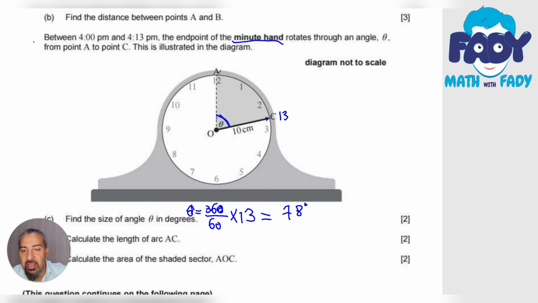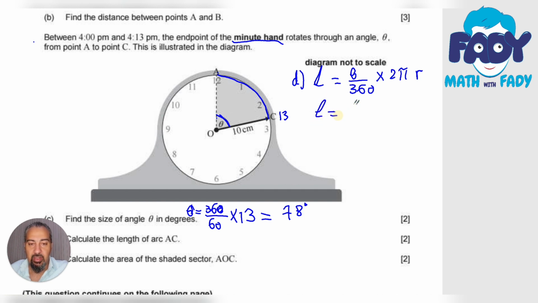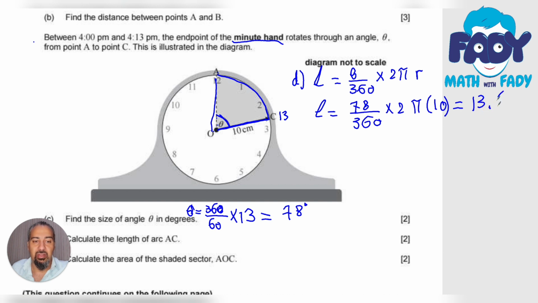Calculate the length of arc AC. This arc here, we need to find this length of the arc AC. So we can see in the formula booklet that arc length L is theta over 360 times 2 pi r. Theta here, this is the 78 degrees. So L equals 78 degrees over 360 times 2 pi r. Here the radius that we are using, this is 10 centimeters. So this is the radius. Here this is 10, this is 10. So this is our radius. So this is multiplied by 10. When you use the calculator, and we will get 3 significant figures, 13.6 centimeters.